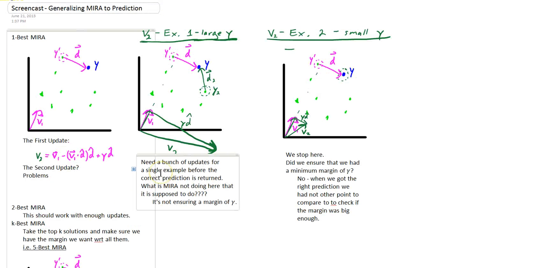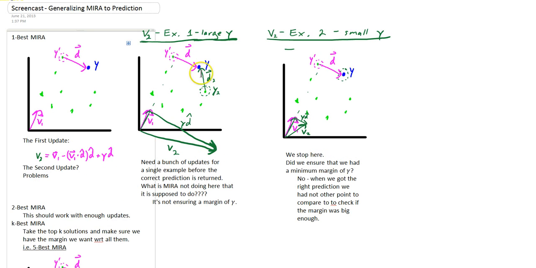So I'll just quickly review the main points. We could try to do one-best MIRA, but once we're predicting the right point, we've got no other point to work with, so we're not ensuring that we have the correct margin. And plus we might oscillate back and forth, where we just keep predicting those two points until eventually we're predicting the right point. So there are those two issues.